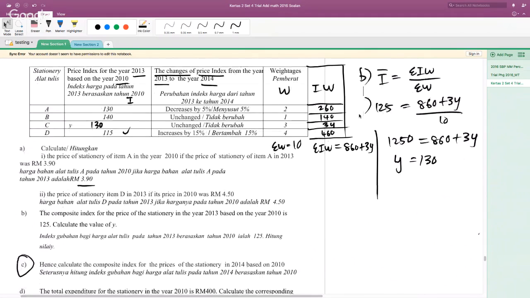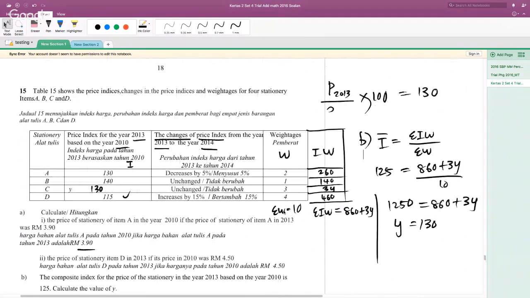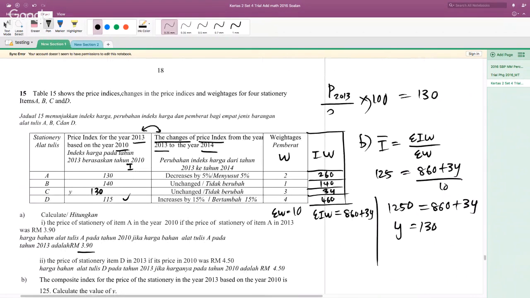Okay, then we go to part C. Calculate the composite index for the price of the stationery in 2014 based on 2010. So now basically they want to combine these two because they want 2014 based on 2010. Since the question talks about all these decreases, you have to assume the normal is 100%. So after a 5% decrease, this one will be left at 95%. This one unchanged means it remains 100%. Unchanged means remain 100%. And a 15% increase means it will become 115%.